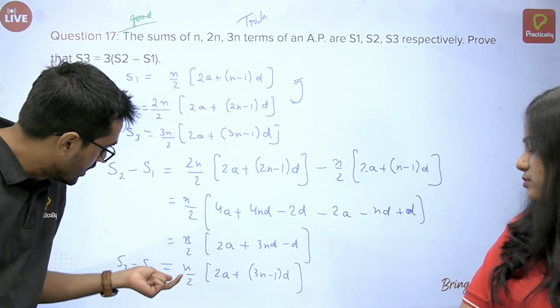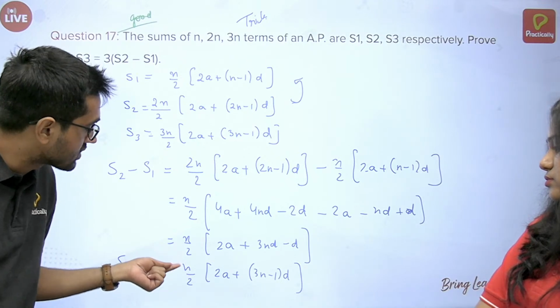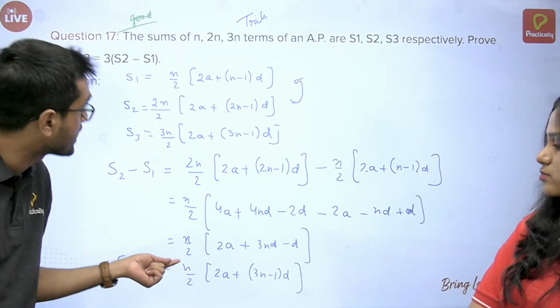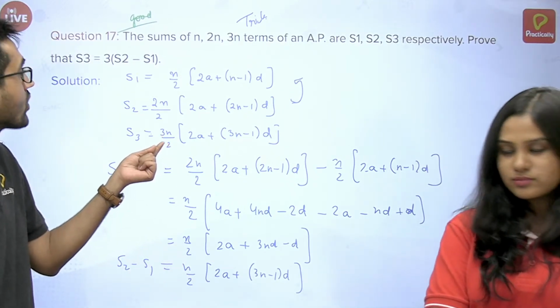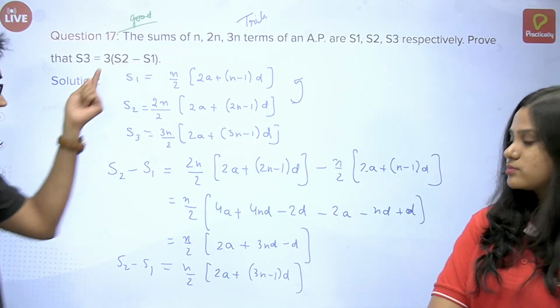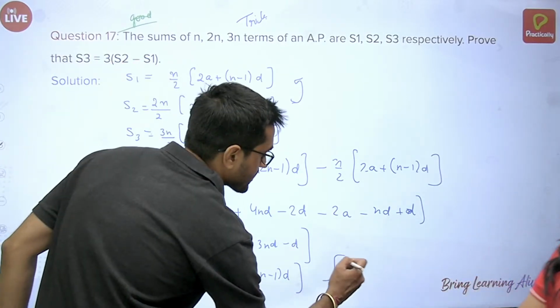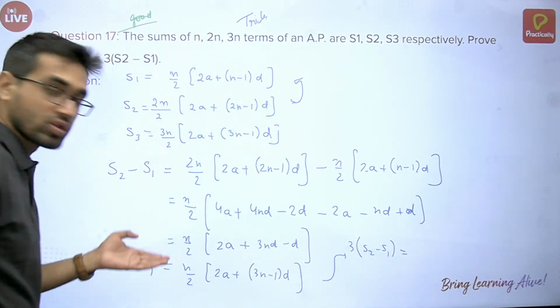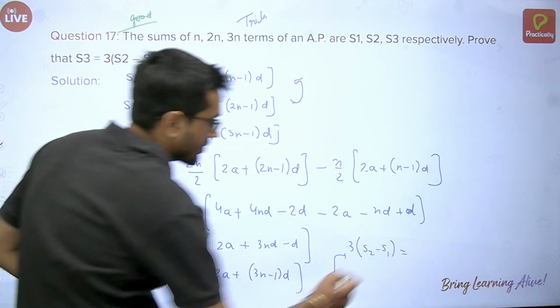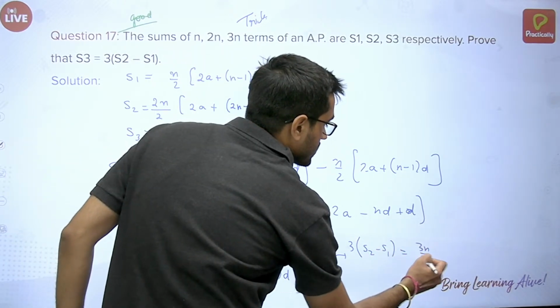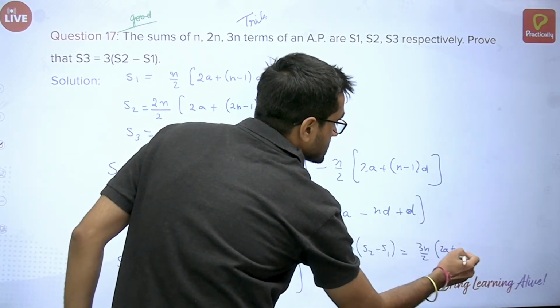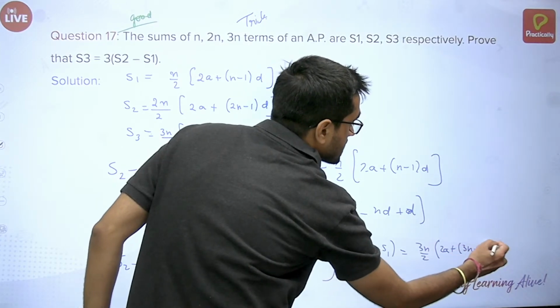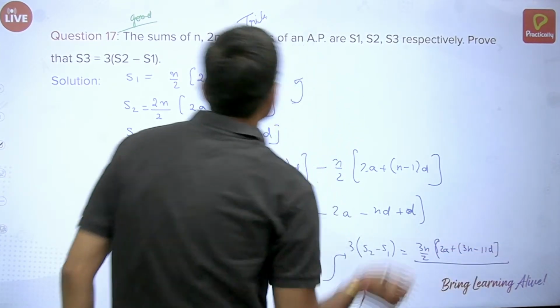Now you understand, n by 2 of 2a. If I get a 3n here, it would be the same formula. How can I get a 3n here? If I multiply the whole thing by 3. If I multiply the whole 3 on the left, I need to do it on the right also. The moment I do it, it will be 3n by 2 times 2a plus 3n minus 1 times d. The moment it is written, this is nothing but S3.